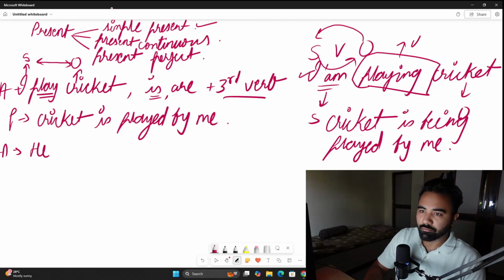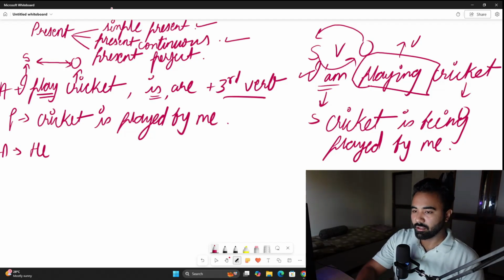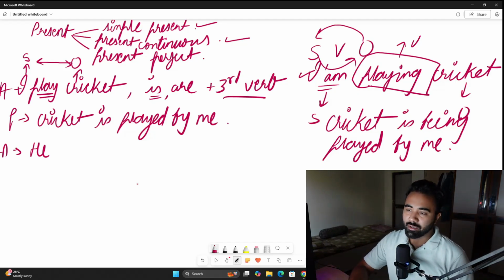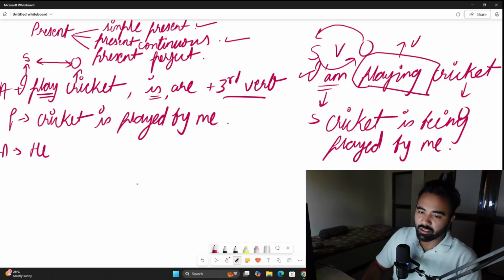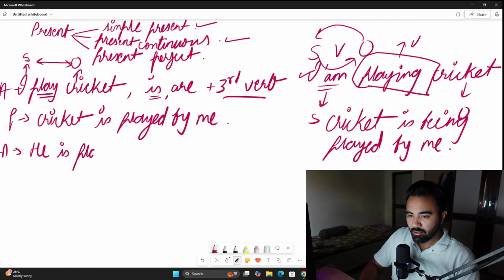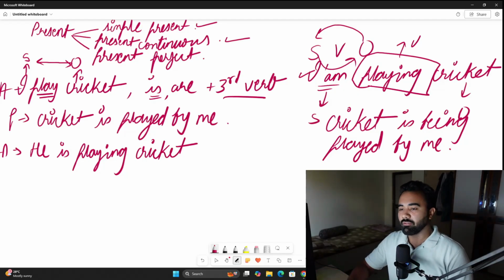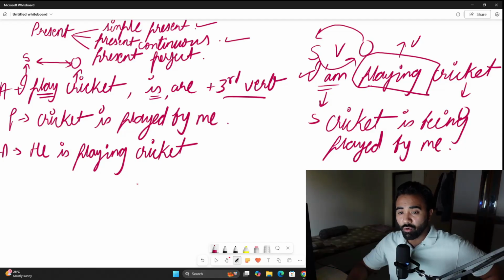So now let's take another example of present continuous. Okay, this was simple present, that was is and are. Now we take present continuous tense. Present continuous, he is playing cricket. A brief recap: when you write a sentence in present continuous, it is implied that the action is undergoing at the time or at the moment of speaking that sentence. So that is present continuous tense.